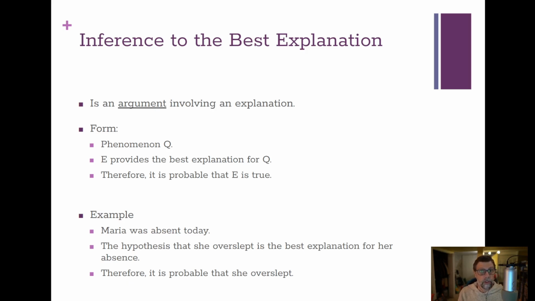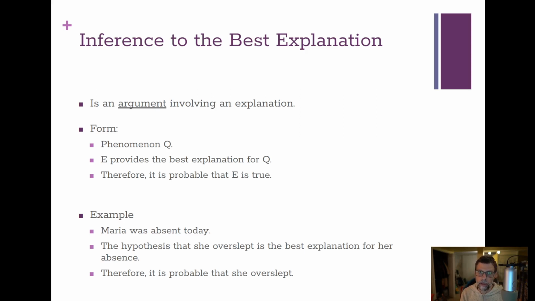We might also use this in real-world simple cases, right? Maybe Maria's absent, and there's a hypothesis that she overslept because she's known to do that. Well, it's probable that she overslept, right? It's not certain. I could be wrong. But if that's the best explanation going, that's what we should believe. We are justified in believing the best explanation when it really is the best.